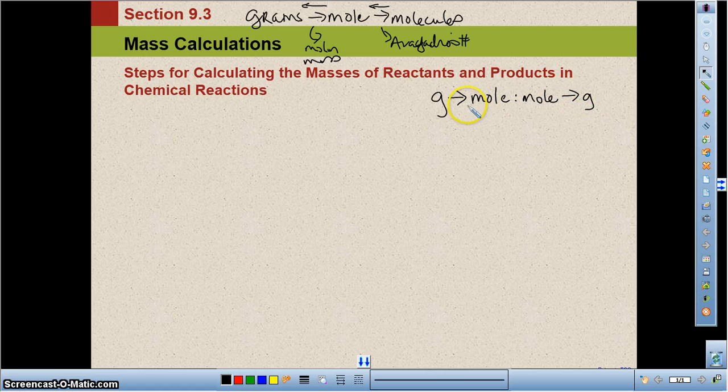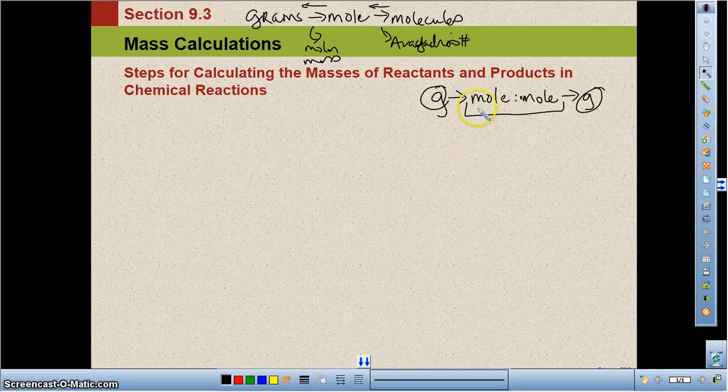So in the lecture for the first and second sections of Chapter 9, all you had to do was a mole-to-mole ratio. Today we're going to introduce mass calculations. So we're going to be at grams, and we want to get our answer in grams. And in order to do that, we have to go from grams to moles, do our mole-to-mole ratio, and then go from moles to grams.